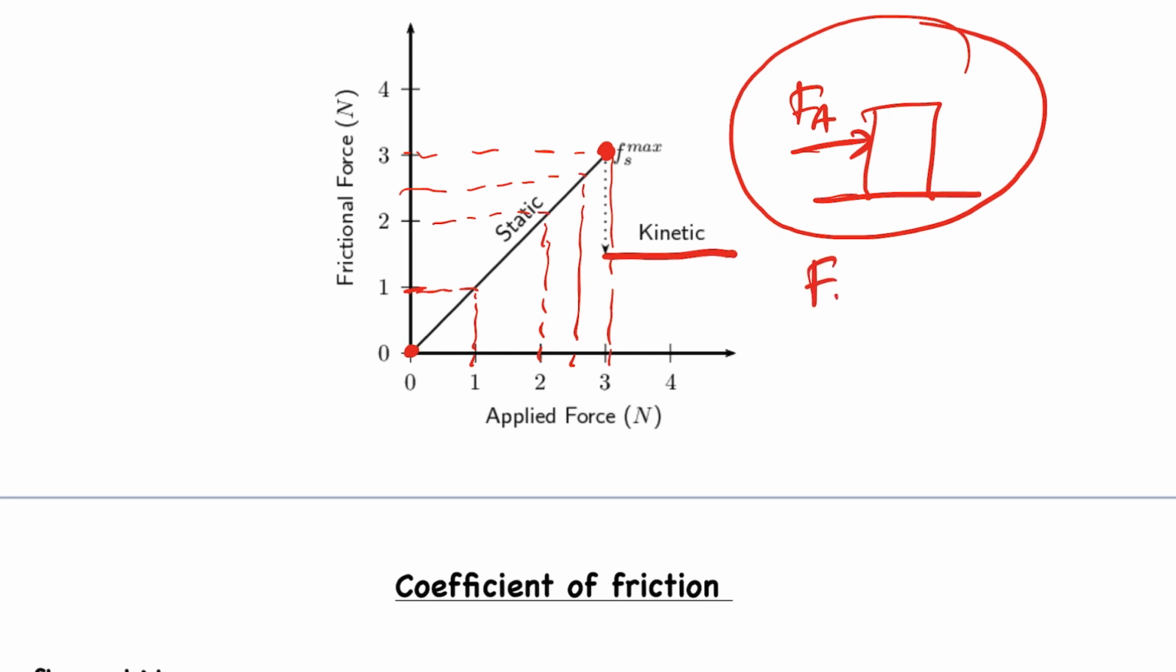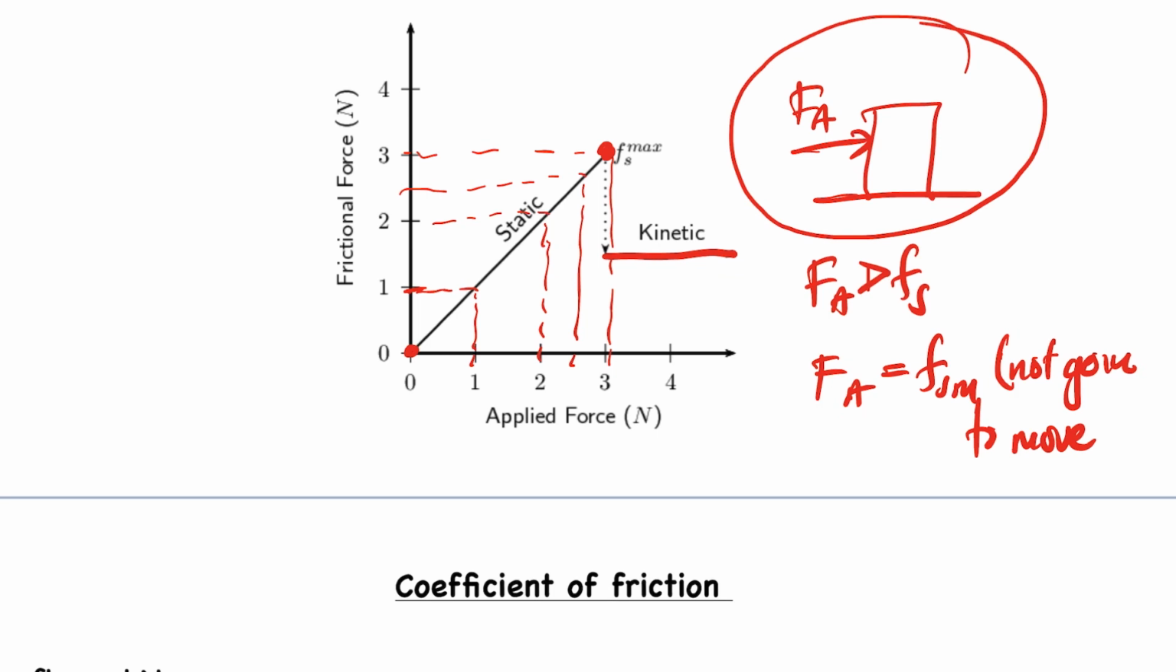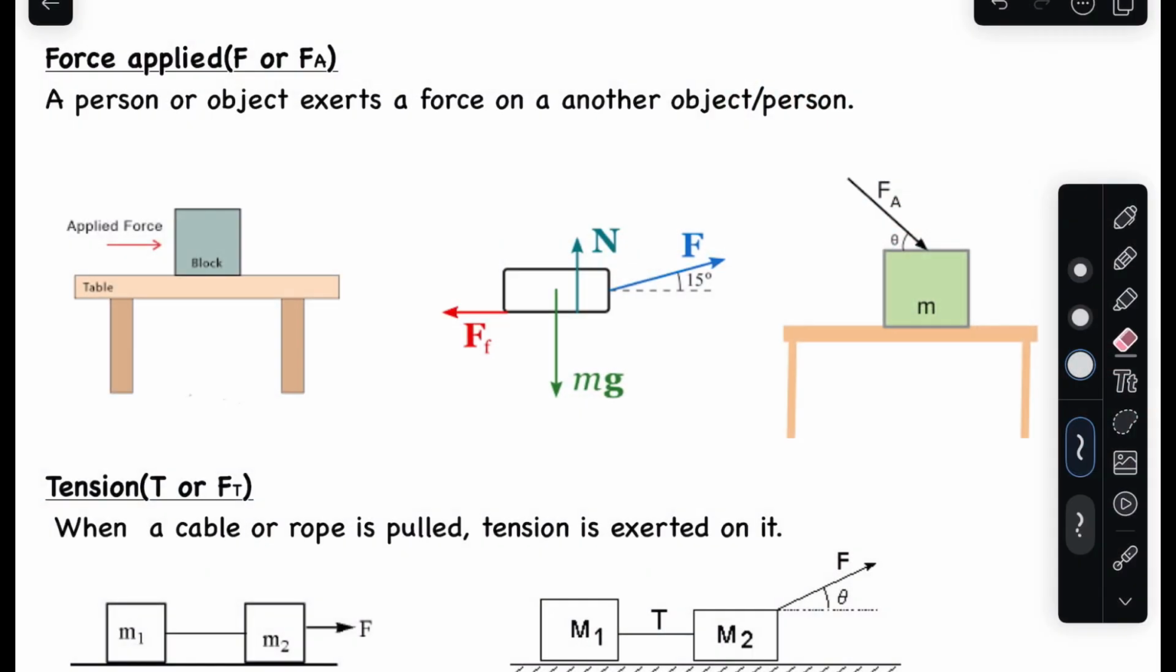This means that your applied force must be greater than the static frictional force. That's when the object will start to move. As long as the applied force is still equal to the Fs, the object is not going to move. So that graph, in a nutshell, shows that. Alright guys, let's look at another type of contact force, which is the applied force.